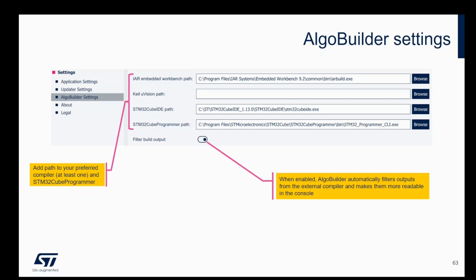And there is also this option, filter build output. As you know, if you're using a compiler, it'll generate all kinds of output. So this will automatically filter the output and show it to you in one of the output windows on MEMS Studio.